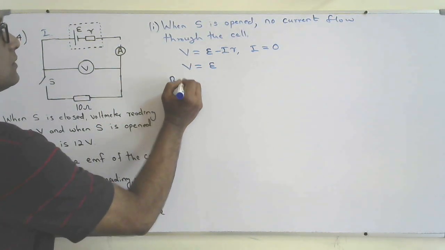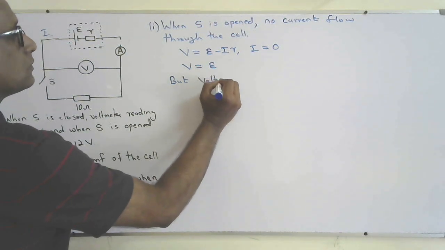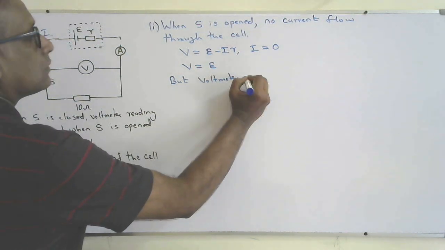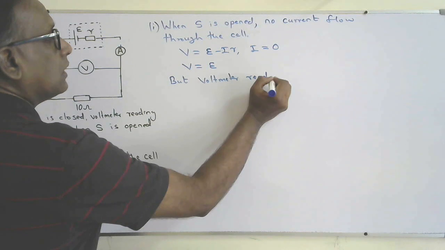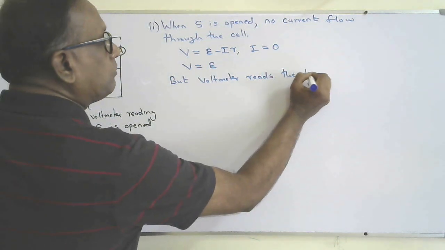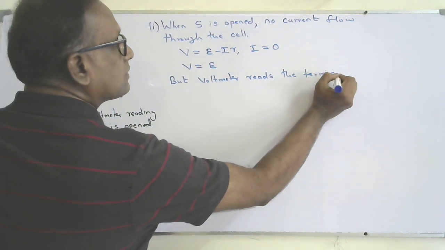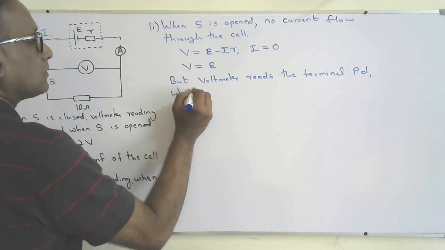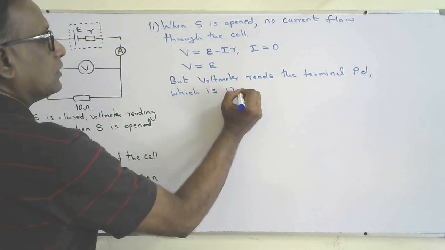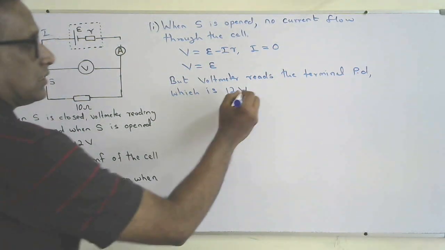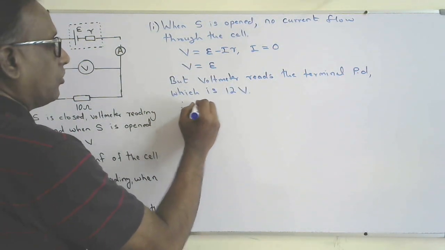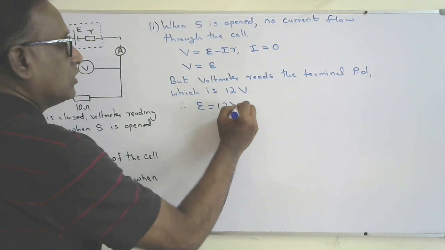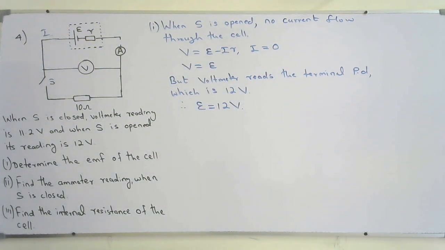The voltmeter reads the terminal potential difference, which is 12 volt. V is 12 volt. Therefore, EMF is also 12 volt. That's the first part answer.